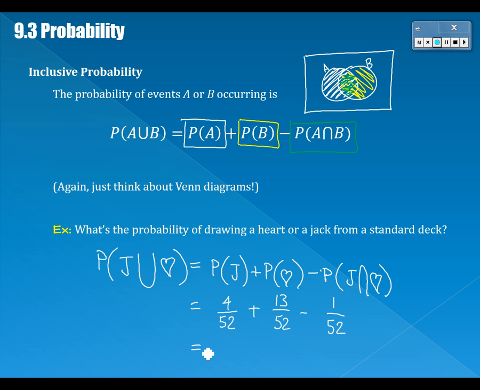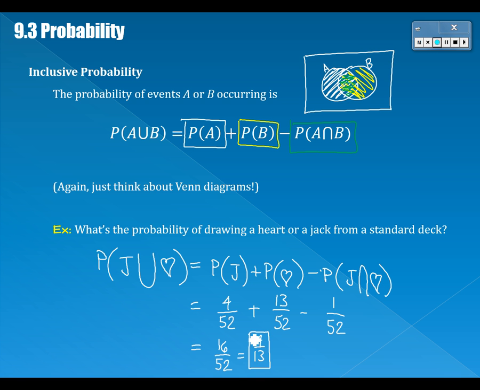All right, and I think this will confirm your intuition. This will give us our final result. What is that? 4 plus 13 is 17, minus 1 is 16 out of 52. If you care to reduce that, you can say that's 4 out of 13.